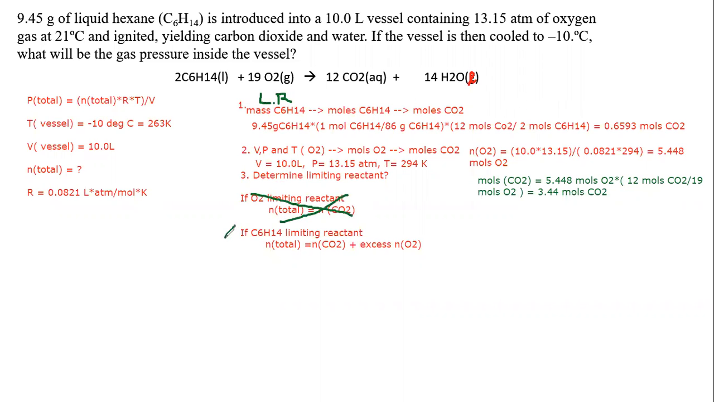So since hexane is the limiting reactant, we need the moles of CO2 plus the moles of excess O2. So we have the moles of O2 total that we start with. So this is the total moles of O2. If we determine the moles of O2 used, we can determine how many moles of O2 are left over. So the moles of CO2, we know. We get that from the limiting reactant. So moles of CO2 is 0.6593.